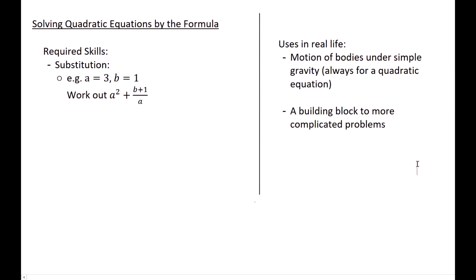Okay, now we're going to look at solving quadratic equations by the formula method. Required skills aren't too hard for this one. Just make sure you're okay with substitution. See, if a equals 3, b equals 1, make sure you work out this fella here. For this you can just type it straight into a calculator. Type in 3 squared plus 1 plus 1 over 3, and you will get 9 2/3, which a calculator might just show as 29 over 3.